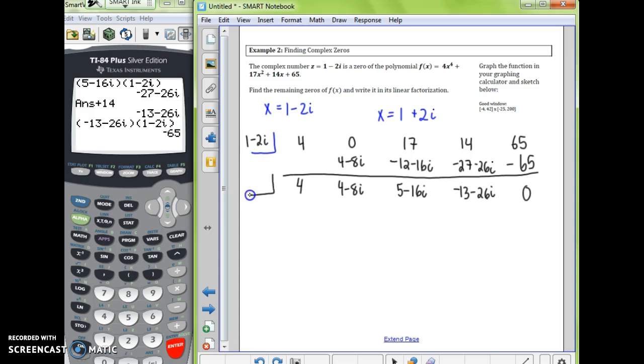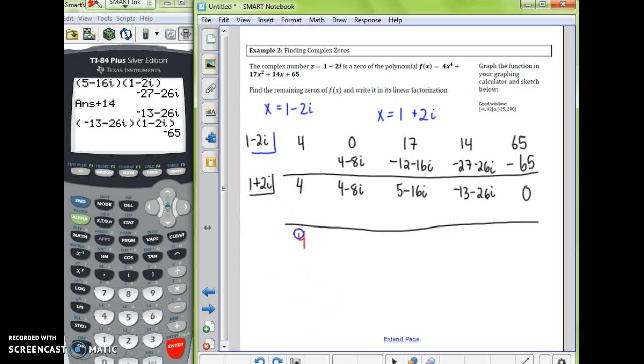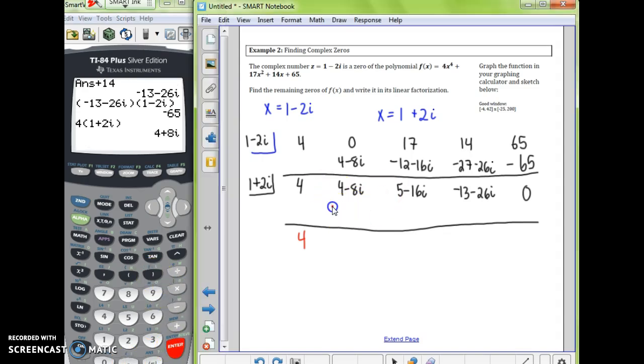Now, 1 plus 2i comes out. All of these, you should start to see a lot of your i's disappear. If your i's are not disappearing when you take out that second known 0, that means that there is a math mistake somewhere. 4 drops down. So we're going to have 4 times 1 plus 2i. And we get 4 plus 8i. We want to add to that 4 plus 8i.